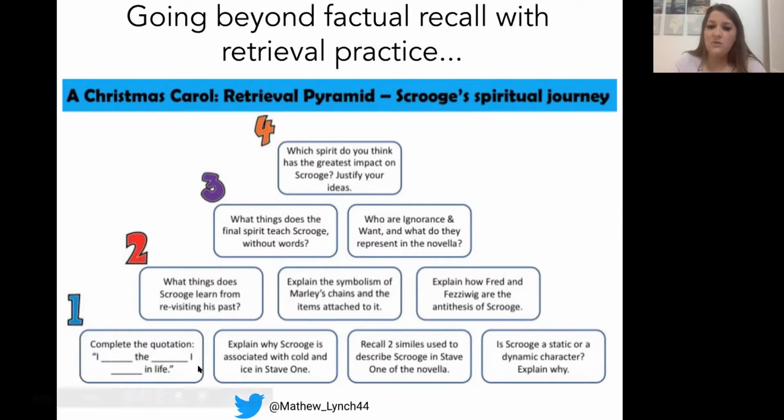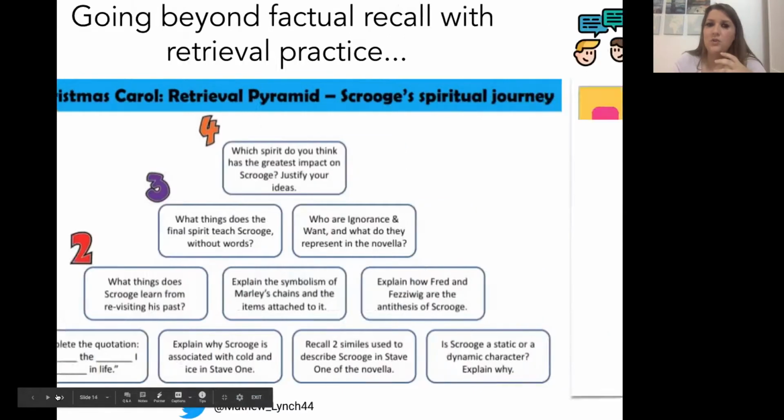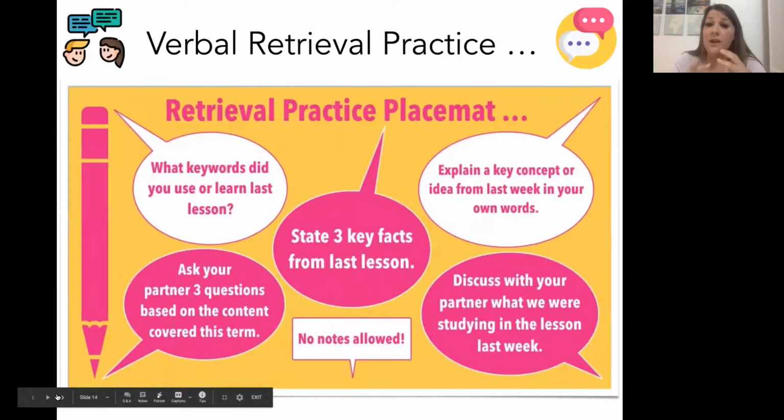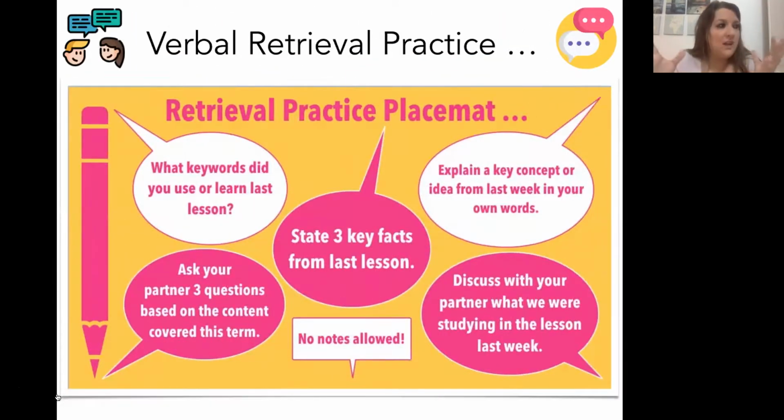So yes, factual recall, there's a place for it, but we shouldn't just restrict retrieval to that. And another way we should, Tom Sherrington calls it vary the retrieval diet. And I always say that we shouldn't just use multiple choice or free recall. We should use them both. It doesn't matter, all age groups, use them both. We should use a range of activities, but also we shouldn't just rely on written retrieval practice.